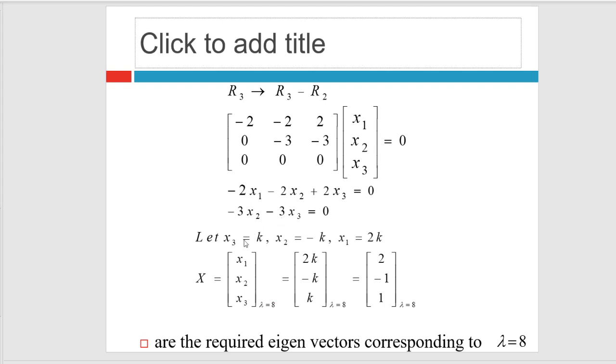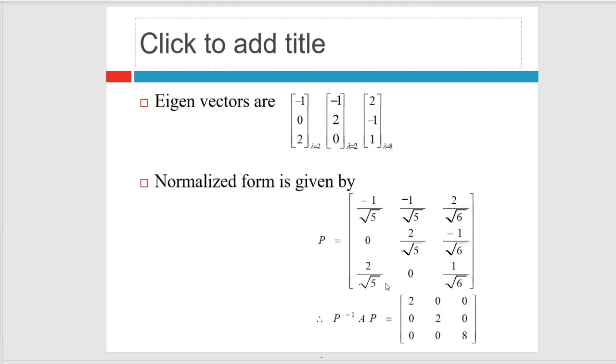In these two equations we consider x3 equal to k, and by back substitution we easily find the x1 and x2 values. These are in terms of k, we cancel this k, then we get the third set of eigenvectors for lambda equal to 8: 2, minus 1, 1 or minus 2, 1, minus 1. Therefore, the eigenvectors are these for lambda equal to 2, the second set, and this is the third set.